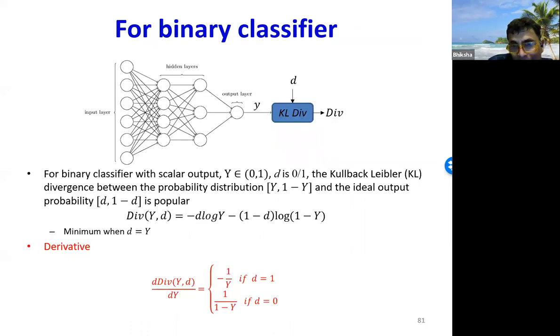For binary classification, we have a much more popular divergence. This is the Kullback-Leibler divergence. Now, for binary classification, remember the desired output is going to be either 0 or 1. And the network output, we said we were going to use a sigmoid activation. So the network output is going to be a value between 0 and 1.